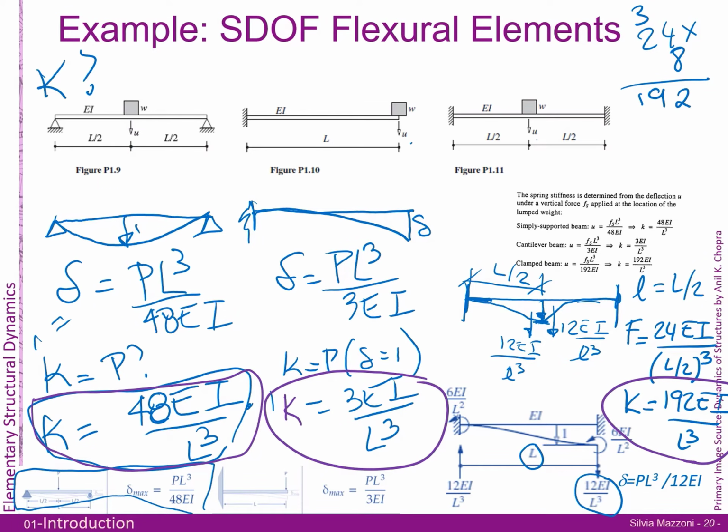This 192 EI over L cubed is something you could even find in the textbooks, but I thought it would be a good opportunity to show you how we can compute it if we don't have it from a table. Okay, so I hope that this was a helpful exercise in going through this and not making it seem like such a simple concept.